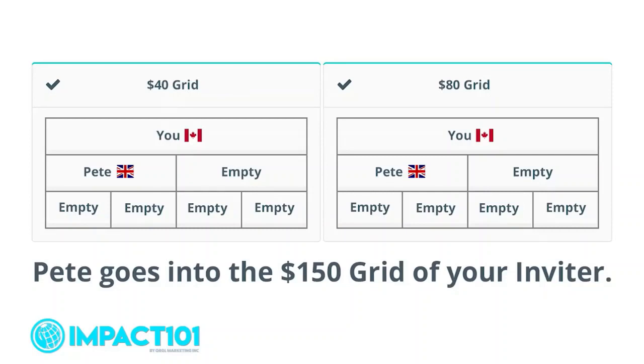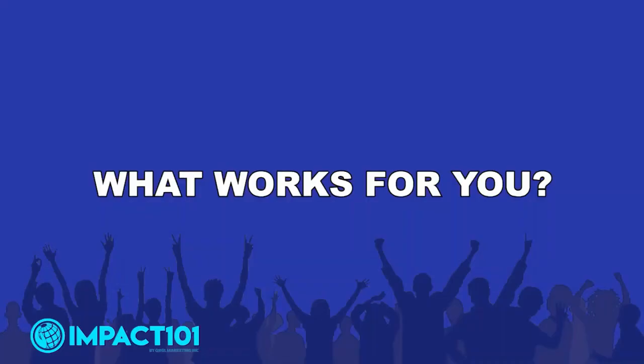It's definitely something to consider regarding the grid levels you want to be in, because you don't want to leave any money on the table. But don't put pressure on yourself. Pick the levels that work for your own situation.